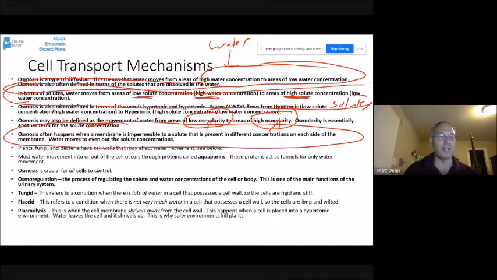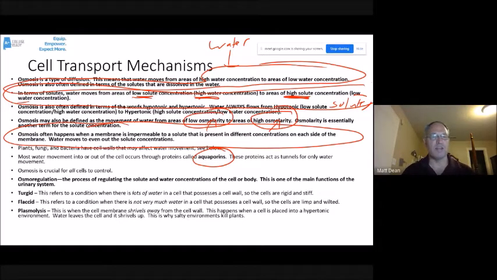Most water doesn't go directly through the phospholipid bilayer. Most water actually flows through these specific protein channels for water called aquaporins. And these proteins essentially act like tunnels for water movement. It's a type of facilitated diffusion. Osmosis is crucial for all cells.